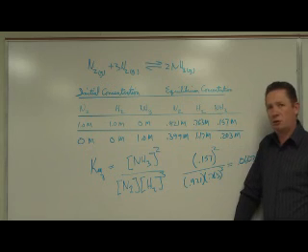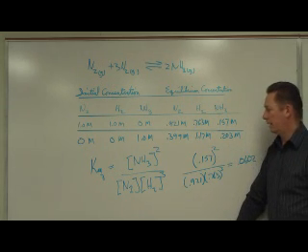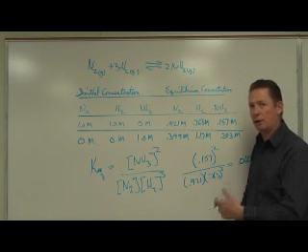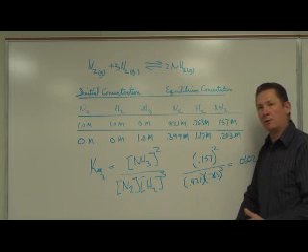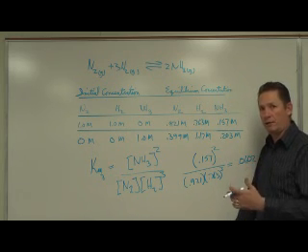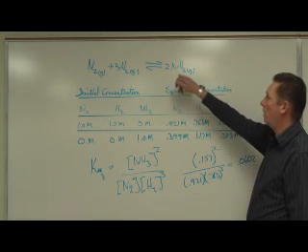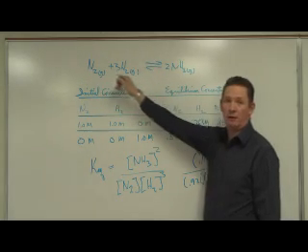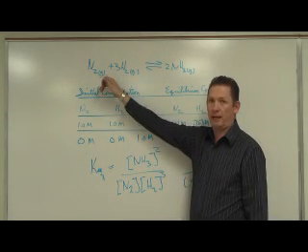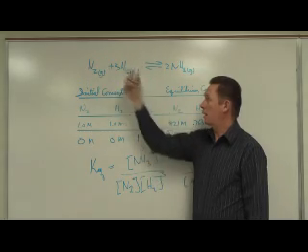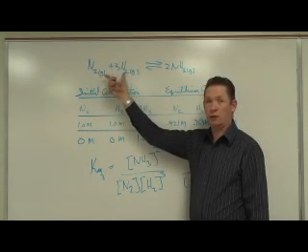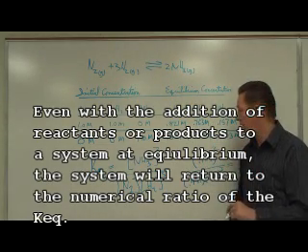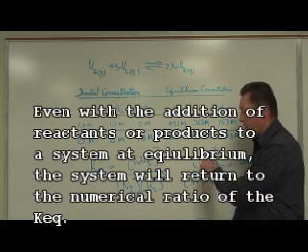Now, let's take a look at some shifts in equilibrium. Le Chatelier's principle states that if I apply a stress to this system at equilibrium, it will shift to best relieve the stress. If I were to take more ammonia and dump it into that container at equilibrium, it would shift and produce more of the reactants in this reaction. If I were to add more of the nitrogen or the hydrogen to the same reaction, it would shift to the production of more of the ammonia. But in both cases, this would return to that numerical ratio.